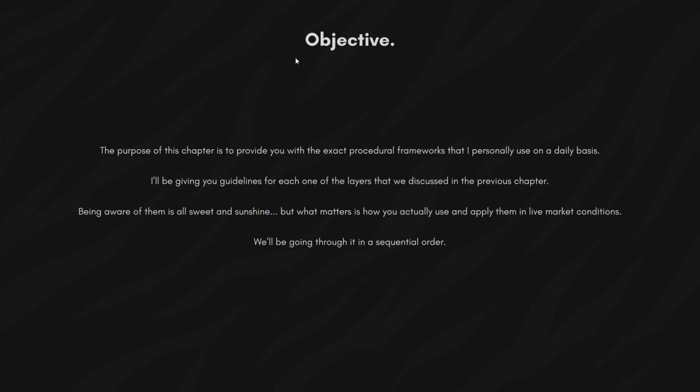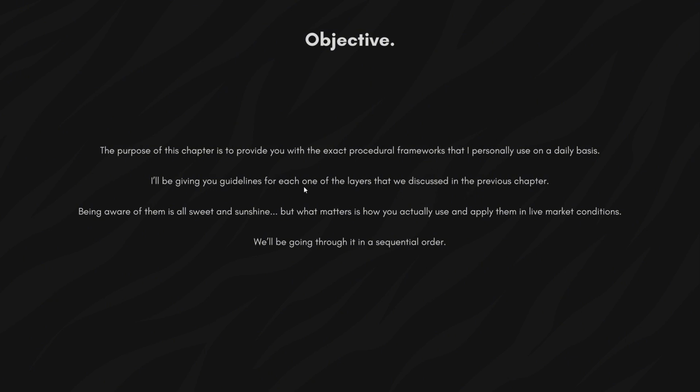So let's first of all talk about the main objective of this chapter. Now you already know what it is because I just told you, but let me reiterate the objective again just so that I could make sure that we are clear on what I'm going to talk about. Okay? Now, the whole point and the whole purpose of this chapter is so that I could provide you or hand you over the exact procedural frameworks that I personally use every single day on a consistent basis. Okay, I'll be giving you the exact guidelines and protocols for each one of the layers that we discussed.